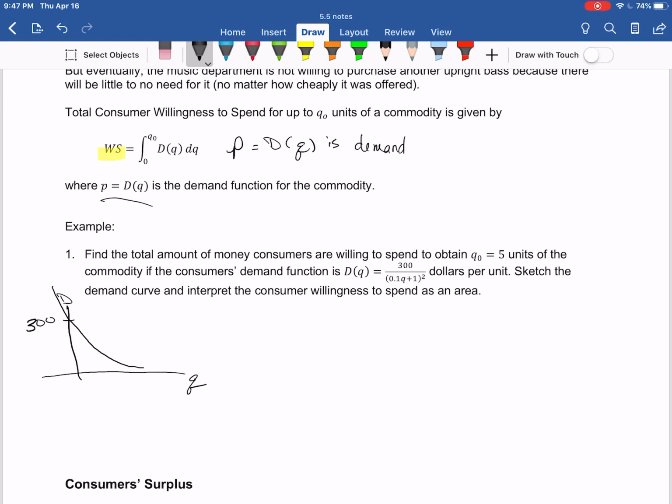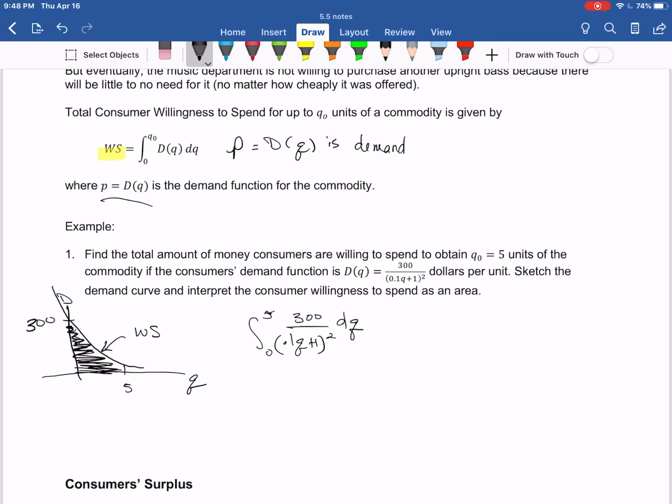The value 5 is the upper quantity that we want to consider. And so the area that is beneath the curve from 0 to 5, beneath the demand curve from 0 to 5, is the amount that the consumer is willing to spend. That area is the willingness to spend quantity. So we want to integrate our demand function from 0 to 5, and your demand function was given 300 over (0.1Q + 1) squared with respect to Q.